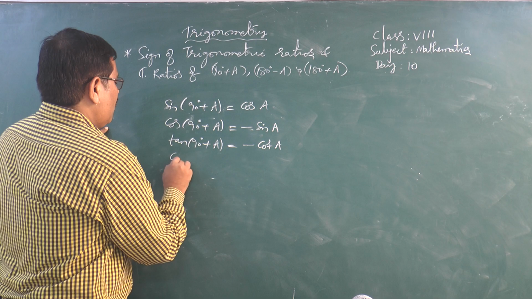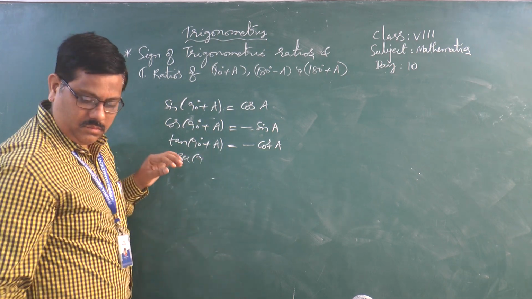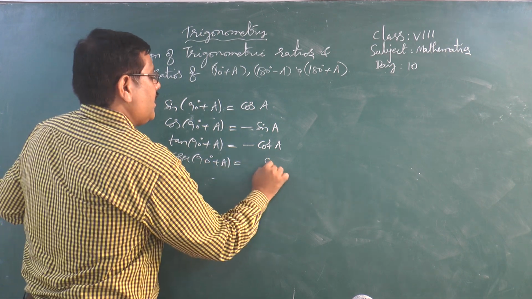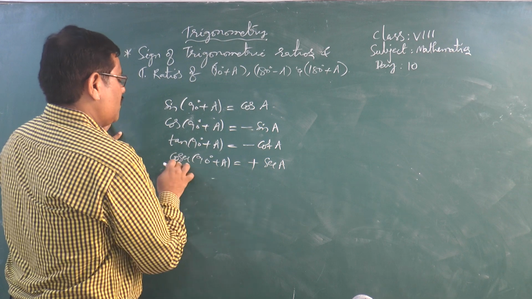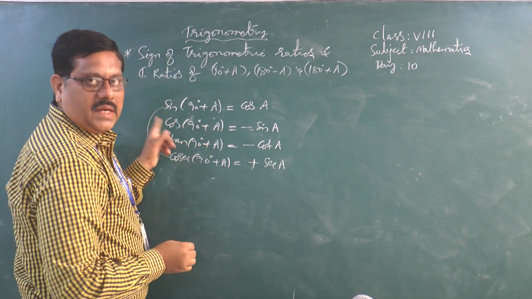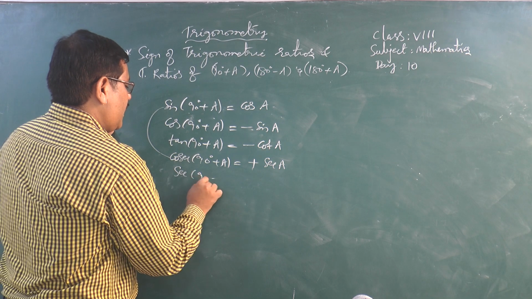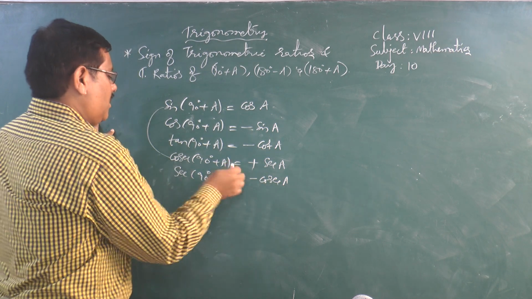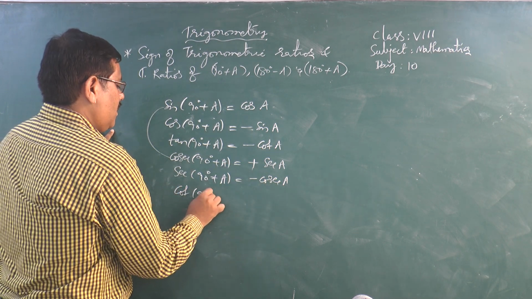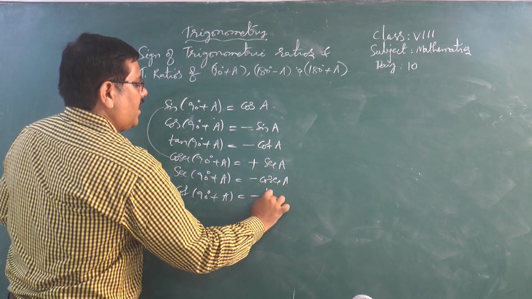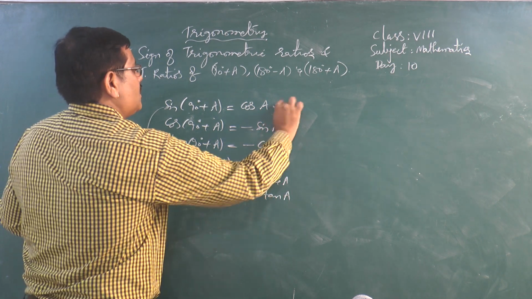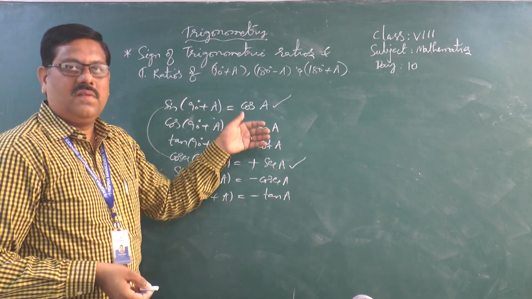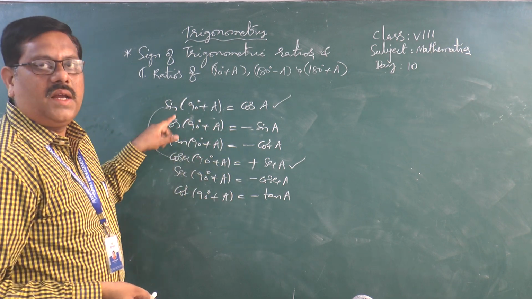Next, if you take cosecant of 90 degrees plus a, it is secant a, and the sign is positive, because cosecant and sine are both positive in the second quadrant. Next, secant of 90 degrees plus a is cosecant a, with a minus sign, because secant is not positive there. Next, we have cot of 90 degrees plus a, which is minus tan a. Only sine as well as cosecant results will be positive, and the rest of the things have a negative sign. This is what we have to observe for the 90 plus a angle.